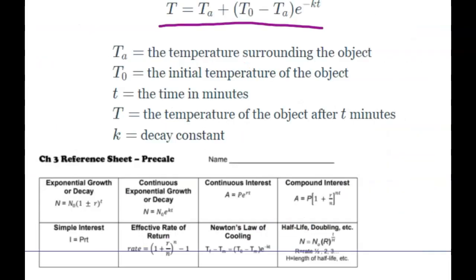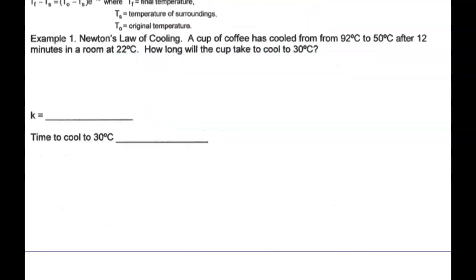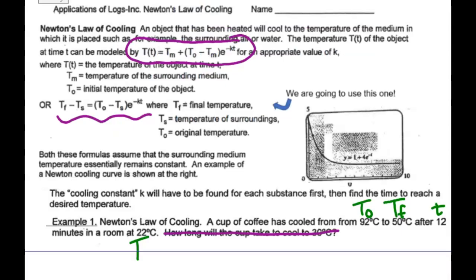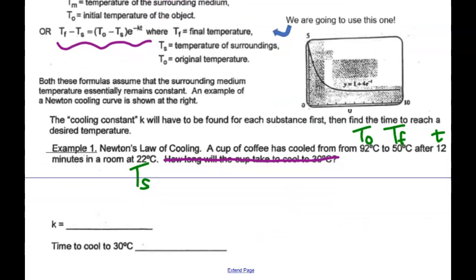Now, let me look. On Delta Math, they call it T sub A for the surroundings. I don't know where they get A. On your sheet, it says T sub M for the temperature of the medium in which it is placed, okay? Neither one uses T sub S for surroundings. All right, so this one right here uses S.